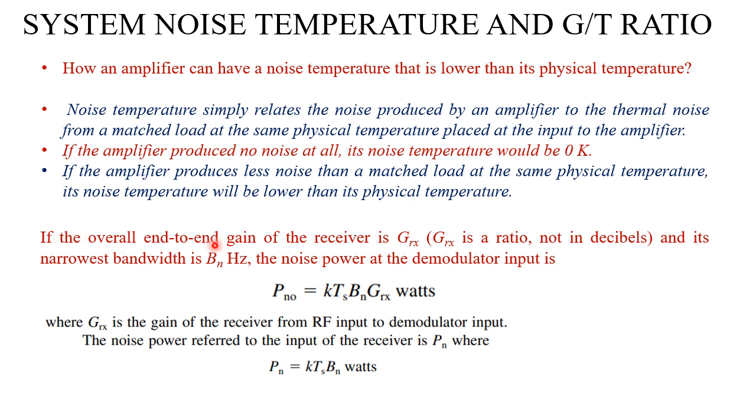If the overall end-to-end gain of the receiver is GRX and its narrowest bandwidth is Bn hertz, the noise power at the demodulator output should be Pno equal to K into Ts into Bn into GRX watt. Well, this GRX is the gain of the receiver from RF input to the demodulator input. The noise power referred to the input of the receiver is Pn, which can be written as K Ts into Bn watt.